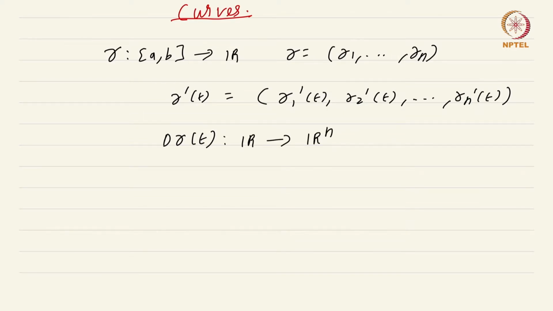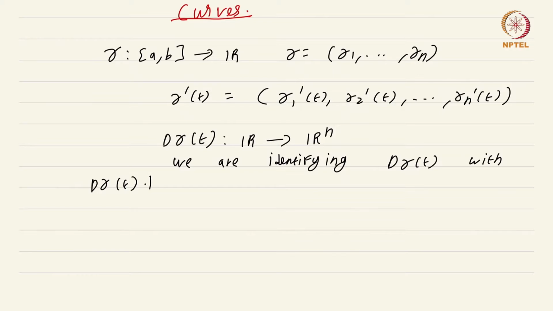So essentially what is happening is we are identifying d gamma of t with d gamma of t acting on the vector 1. The vector 1 is an element of R. It is also a basis for R. And if you just unwind all the definitions, it will be very clear to you that when d gamma of t acts on 1, what you get is nothing but what we have called gamma prime of t. So this is just some notation.